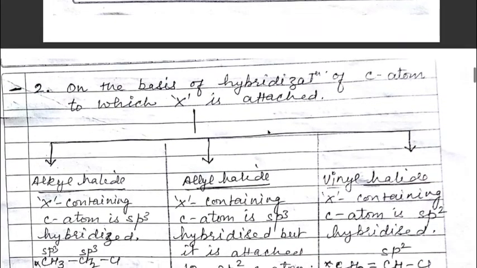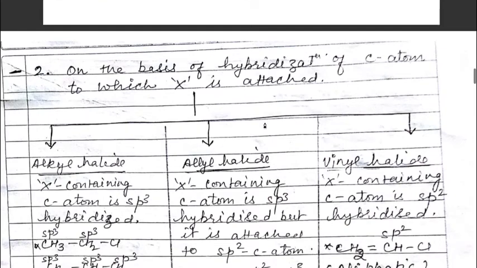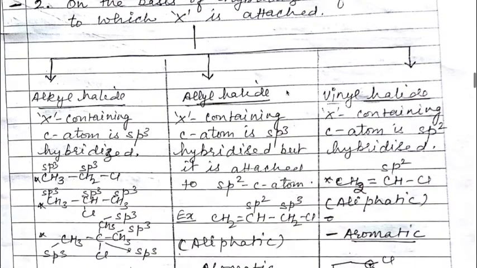So first criteria of classification we have discussed, that is depending upon the number of halogen atoms. Second criteria of classification is on the basis of hybridization of carbon atom to which halogen is attached. And on this basis, again, these halogen derivatives are classified in 3 categories. One, alkyl halide that we are studying right now. Second, allyl halides, and third is vinyl halide.